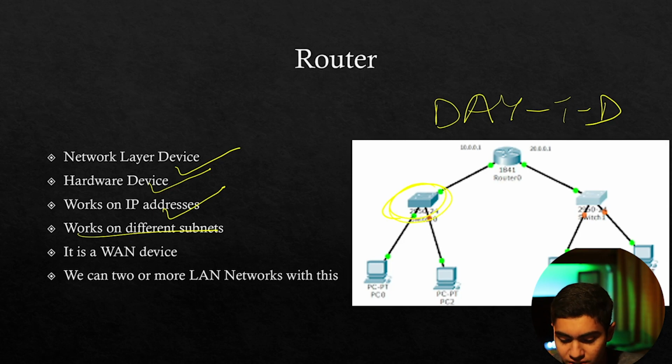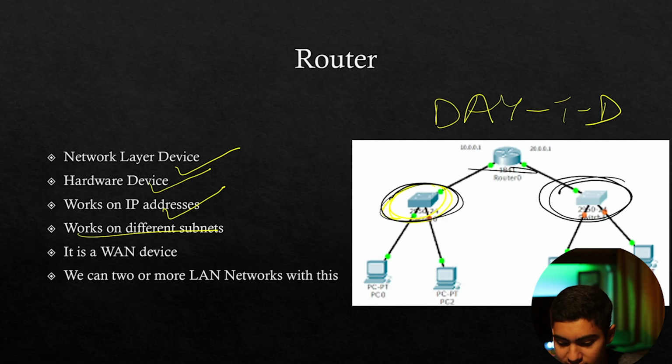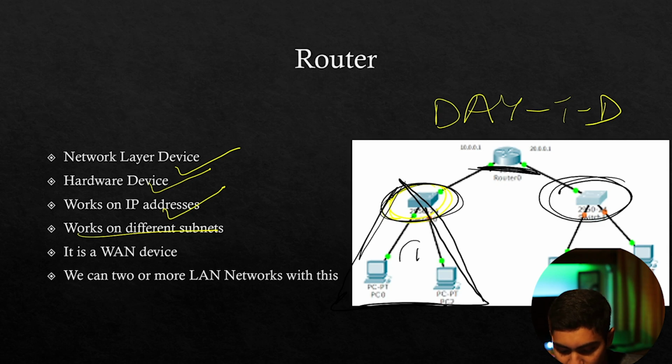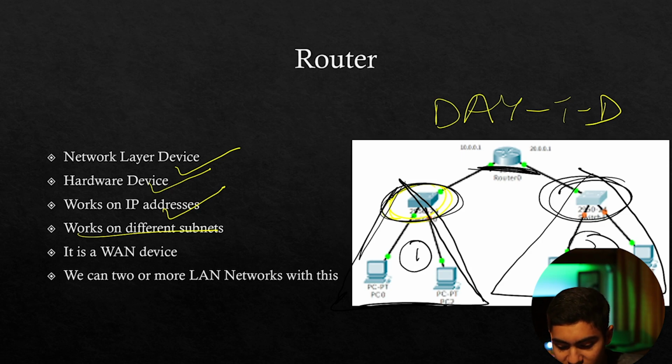So let's see, this is a switch right here, and this is also a switch right here, and this is a router. This right here is a LAN setup, let's call it LAN 1, and this right here is also a LAN setup, let's call it LAN 2. So this router is connecting LAN 1 to LAN 2.